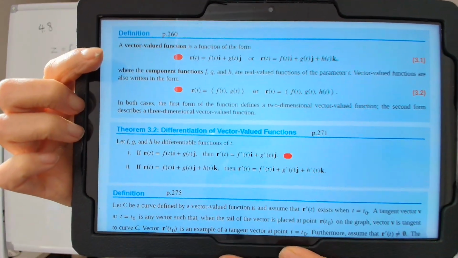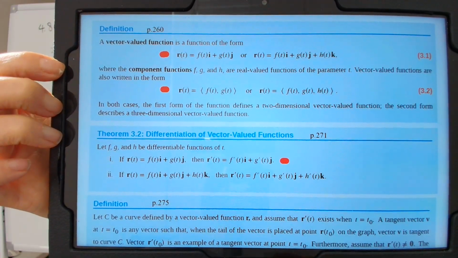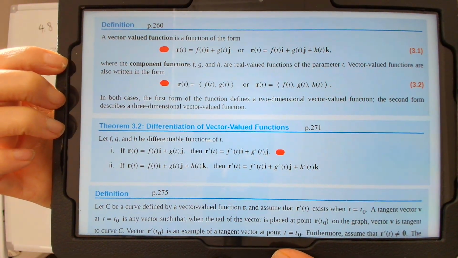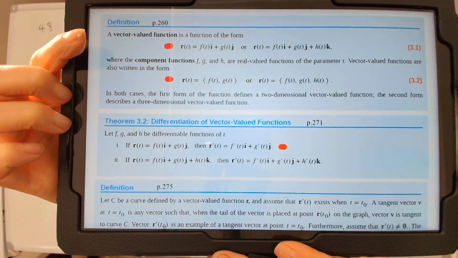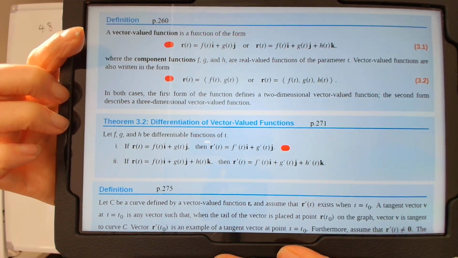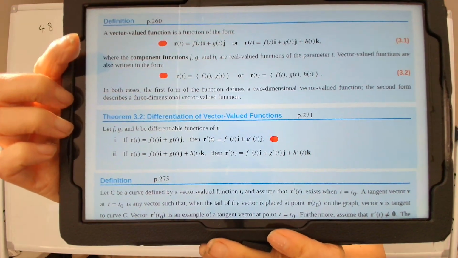A vector valued function is something, look at my red dot location, okay? Something like r(t) = f(t)i + g(t)j, where f and g describe a curve in space. As t increases, this thing moves around in space. So that's the vector function.